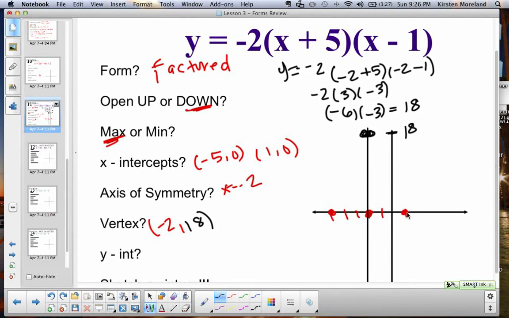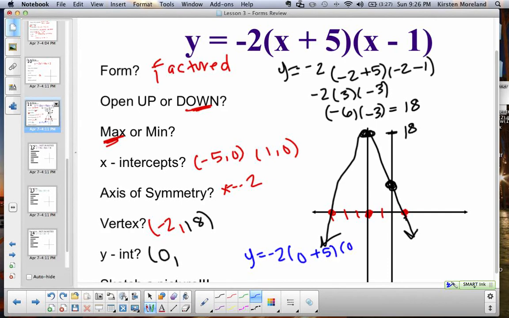And again, this really emphasizes that our graph is opening down. So now the last thing we need to find is that y-intercept. So again, for the y-intercept, the x-coordinate is 0. So I'm going to take my equation and write y equals negative 2 times, and I'm going to plug in 0 for both of the x's. So I get negative 2 times 5 times negative 1. Negative 10 times negative 1 is positive 10. So this value is at (0, 10).